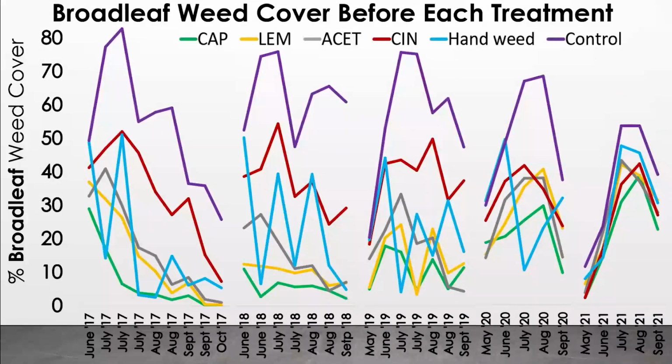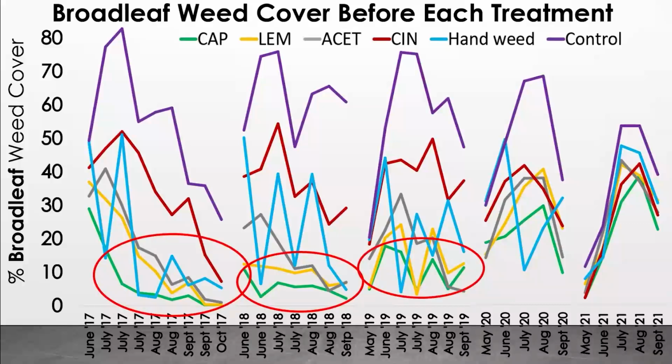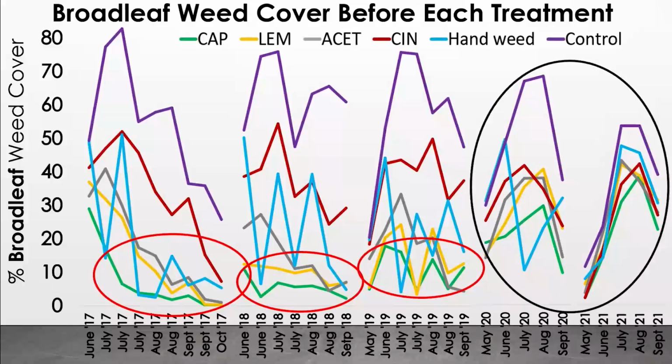However, when we look at broadleaf weed cover throughout each season, both of the next generation active ingredients, D-limonene and capric and caprylic acid, are able to keep perennial weed pressure low compared to other treatments, including hand weeding, shown in the blue. However, these differences begin to disappear when plant-derived herbicides are applied less frequently, as we saw with the grasses.